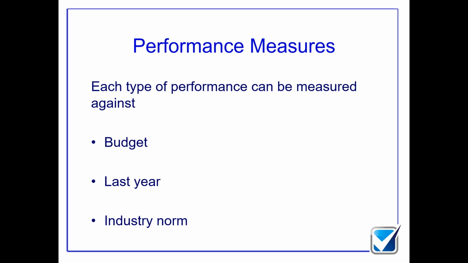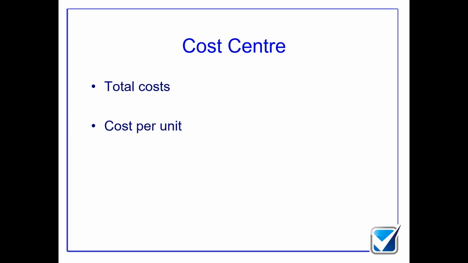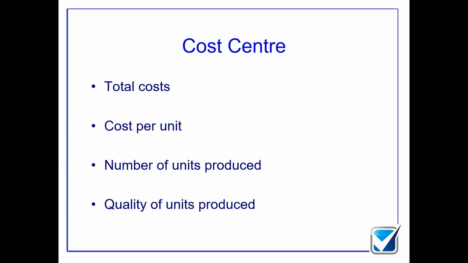Now, from a cost center perspective, we can also look at whether or not our total costs have increased, whether our total costs have diminished. We can look at whether the cost per unit has increased or whether the cost per unit has diminished. This is an area we'll be looking at in more detail when we start looking at different types of costs. We can also look at production levels. So have the units that we've produced gone up? Have they gone down?